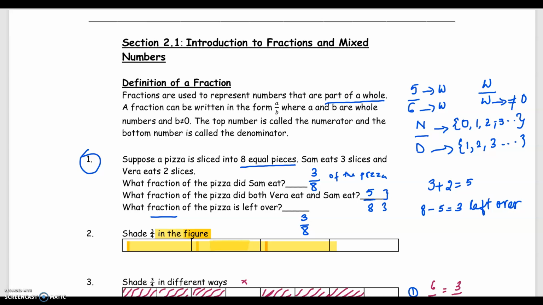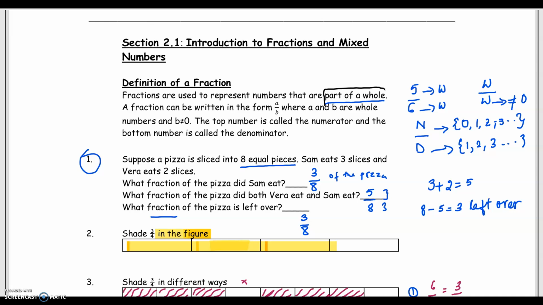Here we're going to talk about fractions. A fraction is part of a whole. And we write it as, for example, if I want to write 5, 6, I write it as 5 over 6. 5 is called the numerator and 6 is called the denominator. So a fraction can be written as a whole number divided by a whole number.